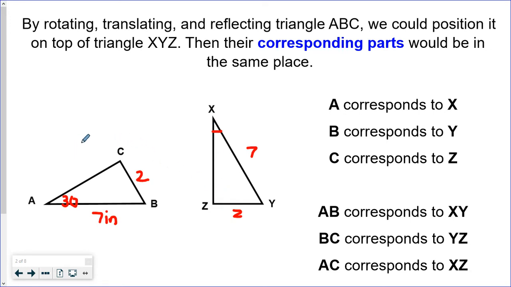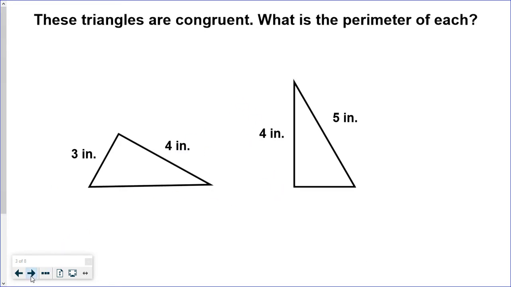Having two figures that are congruent to each other is nice because that means the angle measurements are going to be the exact same. It also means that the side lengths are going to be the exact same. So we can use that information to help us solve this problem here. It said these two triangles are congruent.